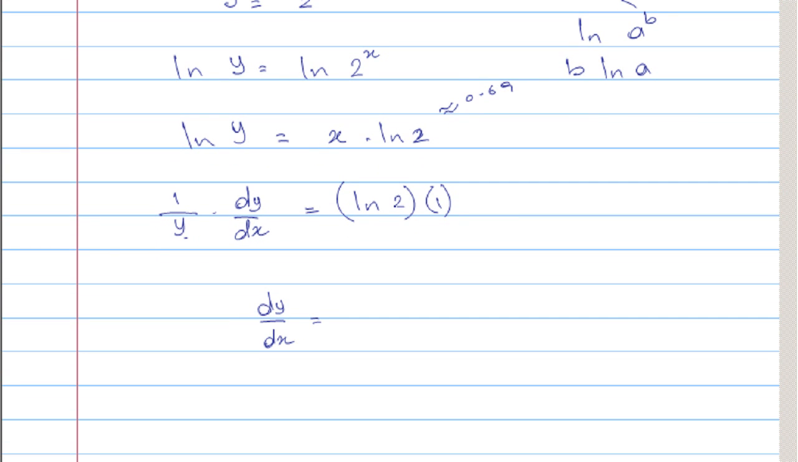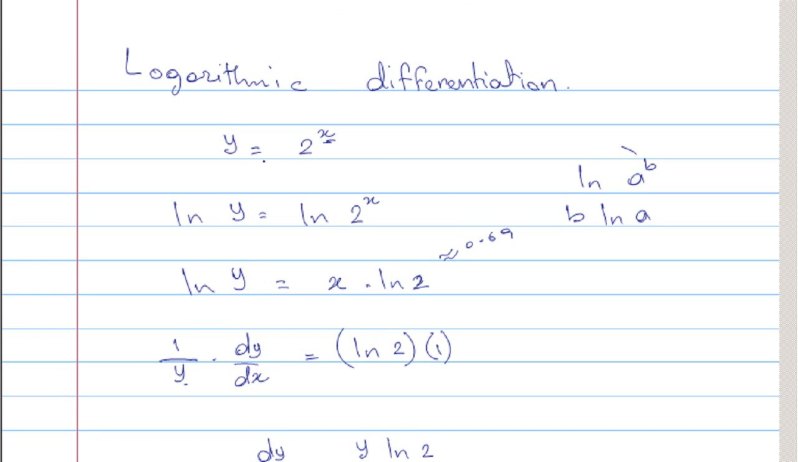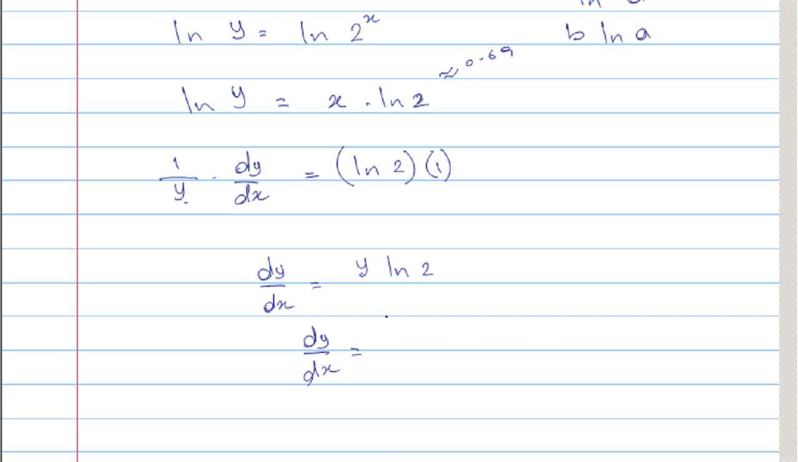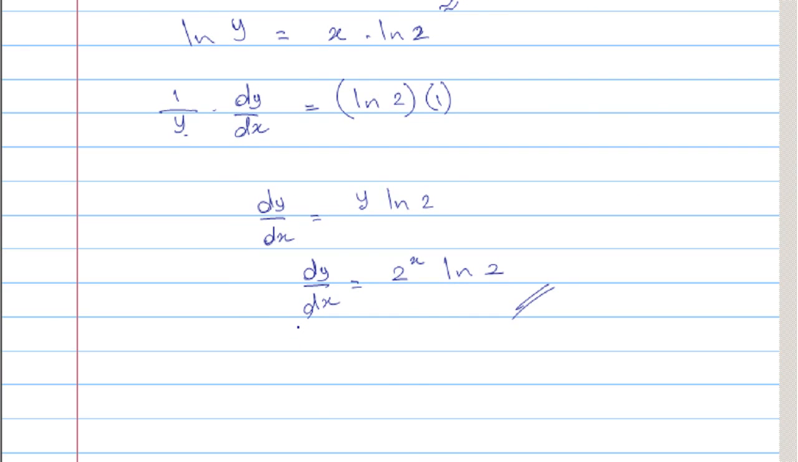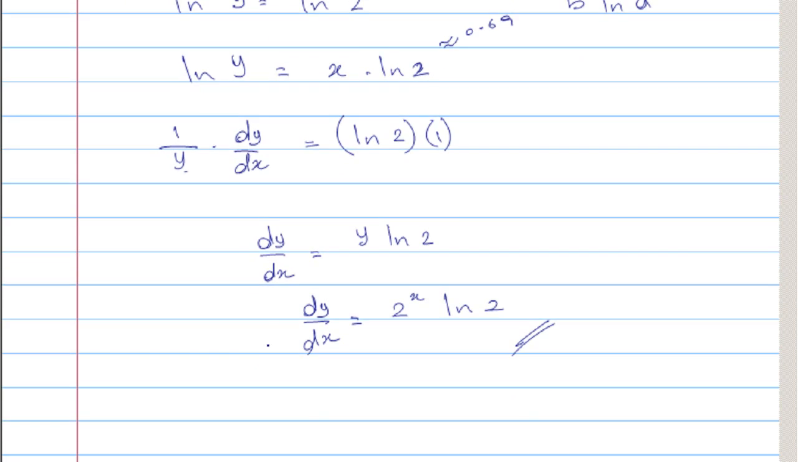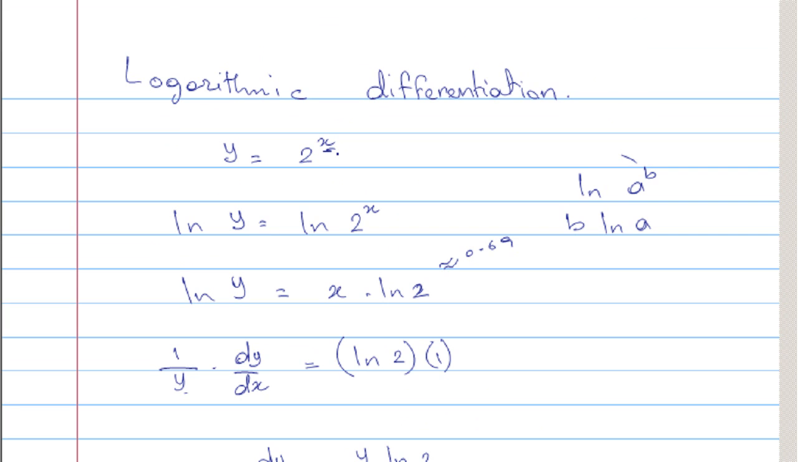Then dy over dx is equal to, multiplying both sides by y, y times ln 2. And then I can write my right hand side in terms of x, because y here is equal to 2 to the power x. So I can rewrite this as 2 to the power x times ln 2, and that would give dy over dx for 2 to the power x. You would want to use this logarithmic differentiation, where you take logarithms on both sides and do implicit differentiation, if your power is a variable.